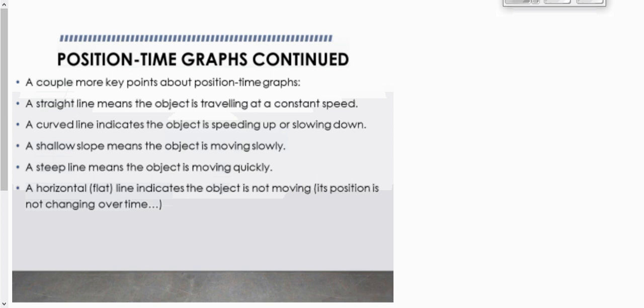Again, on any position time graph, if I have a straight line, my velocity then is a constant velocity. Where the line is straight and moving in an upward direction, my velocity is positive, it's constant, and it is moving in the forward direction. Where my line is straight but pointing downward, this tells me that my velocity is going to be constant but in the negative direction. It's moving backwards.